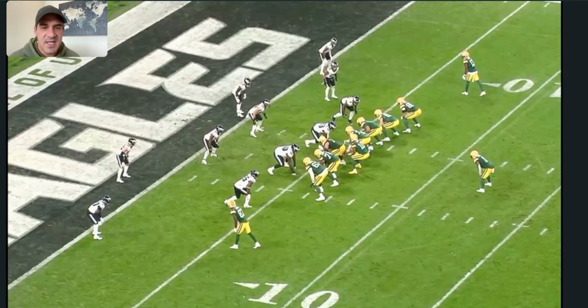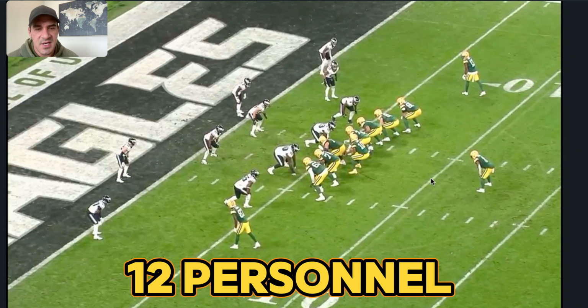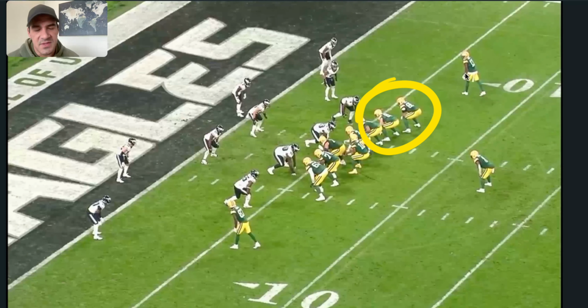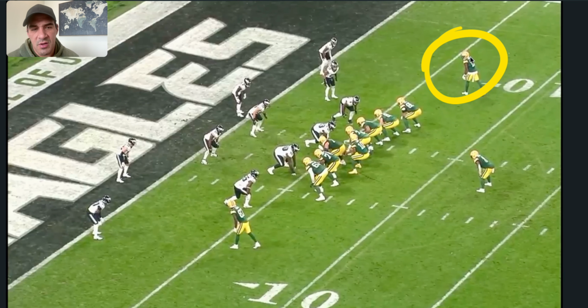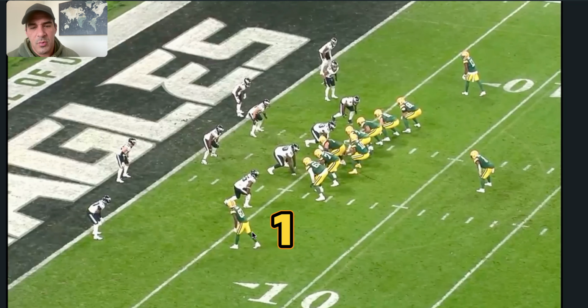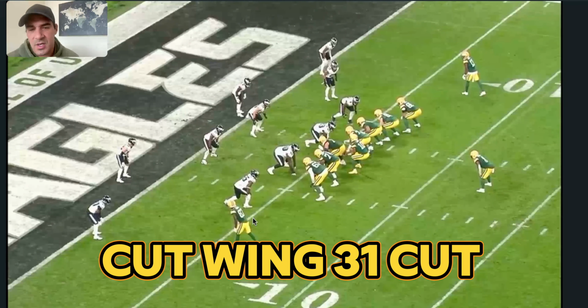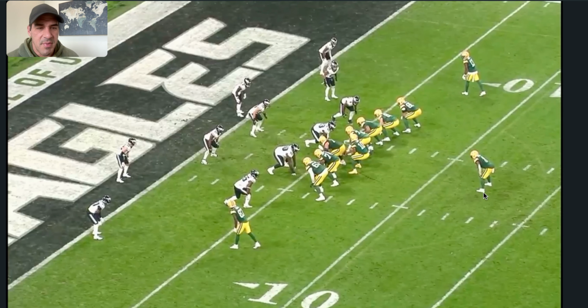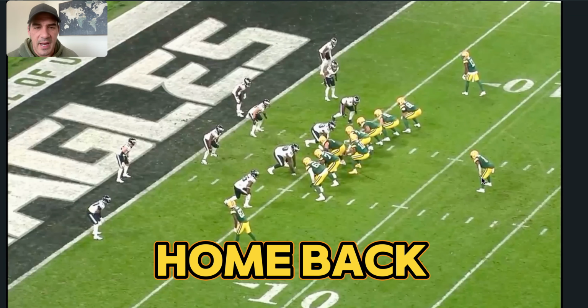All right, and in this case, we've got still 12 personnel, but we got our tight ends lined up on the other side now. So our total formation, you could call this a cut if you want. If not, this is just wing 3 on this side, from left to right from a defensive perspective. Wing 3 here, we got 1 here. We could call this a cut if you want. So this would be wing 31 cut, or cut wing 31 cut. All right, and then our backfield is home back or dot back.